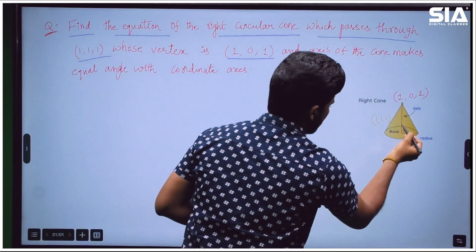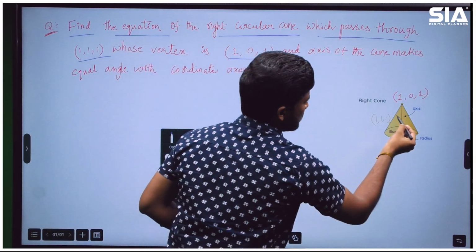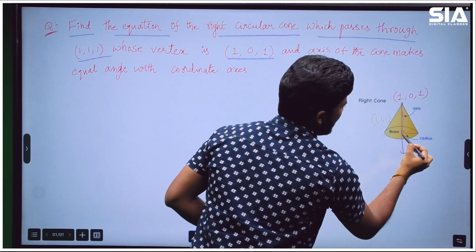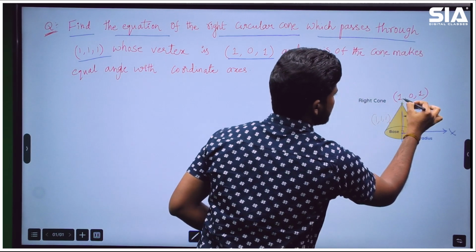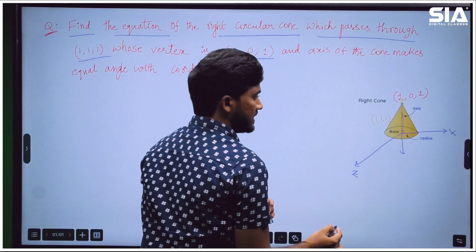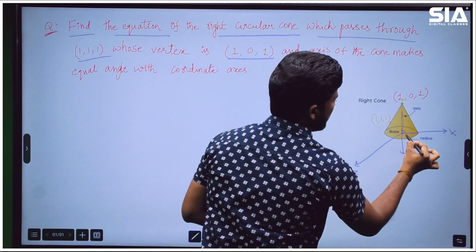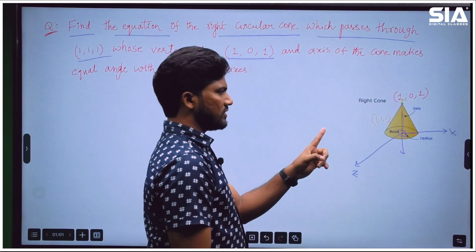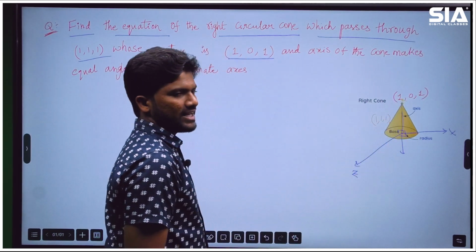Now the axis of the cone makes equal angle with the coordinate axis. This is the axis of the cone, you can see it clearly here. This axis of the cone makes equal angle with the x-axis, y-axis and z-axis. Equal angle means we don't know what that angle is, but the axis of the cone makes equal angle with the coordinate axis.